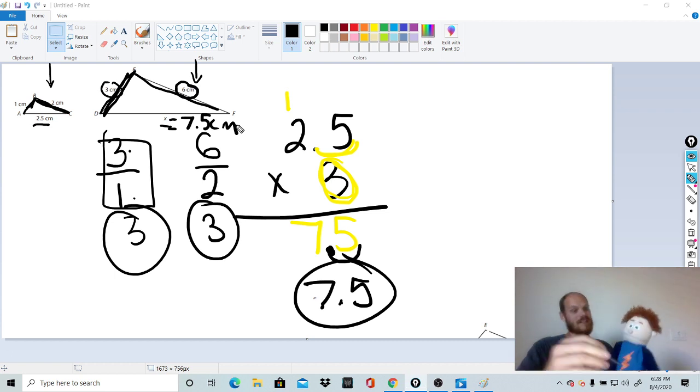So you just found the size of a shape using scale factor. Oh, that's so cool. It definitely is.